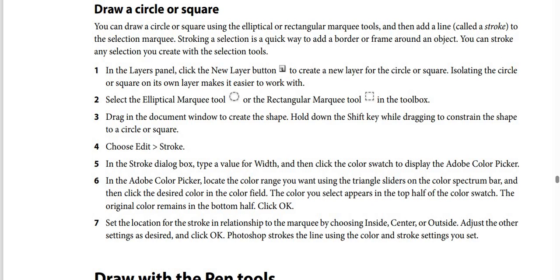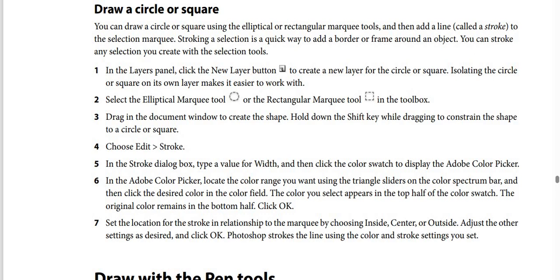And we have steps here now. Step number 1. In the layers panel, you should click the new layer button to create a new layer for the circle or square. Isolating the circle or square on its own layer makes it easier to work with. Step number 2. You have to select the elliptical marquee tool or rectangular marquee tool in the toolbox. Step number 3. Drag in the document window to create the shape and hold down the shift key while dragging to constrain the shape to a circle or a square.